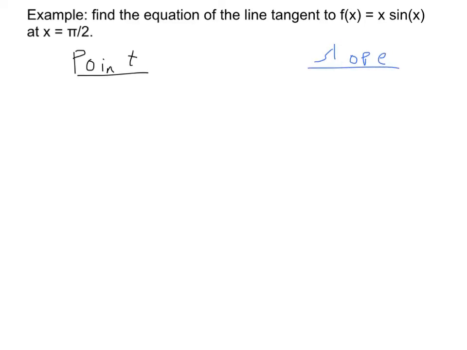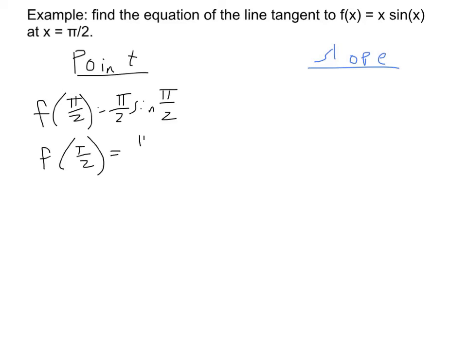So we remember that finding a point just means evaluating my original function for our x value. So f of pi over 2 is pi over 2 times the sine of pi over 2. And if we simplify that, f of pi over 2 basically gives us pi over 2. So that means my point of tangency is pi over 2 comma pi over 2.